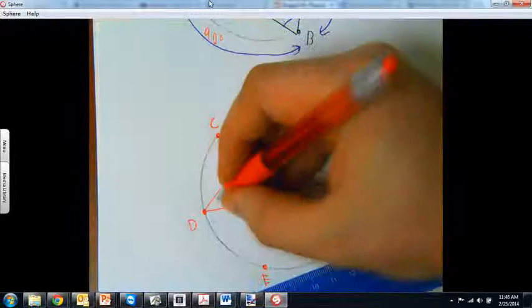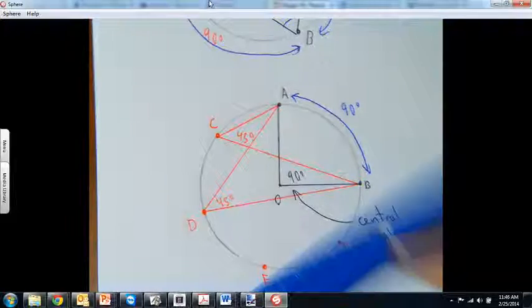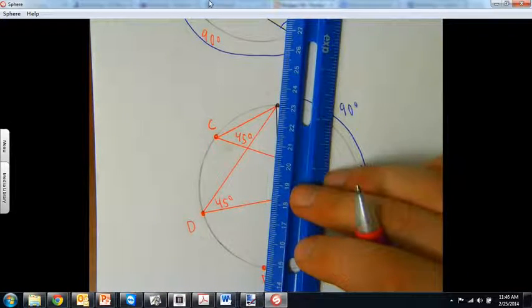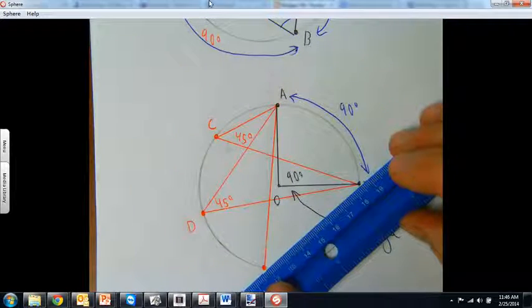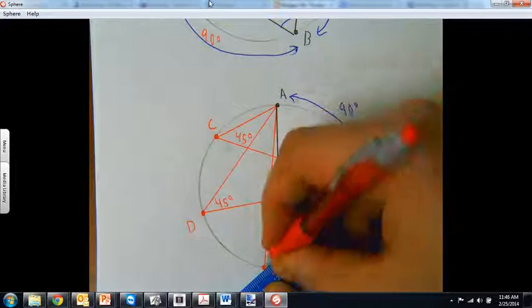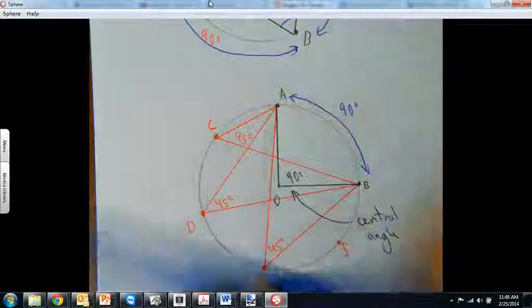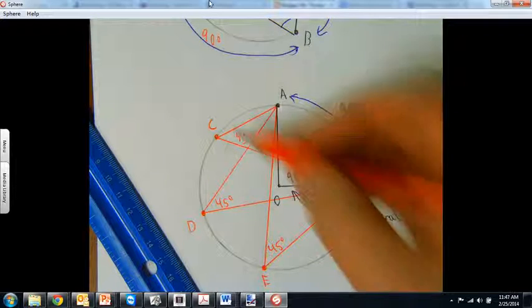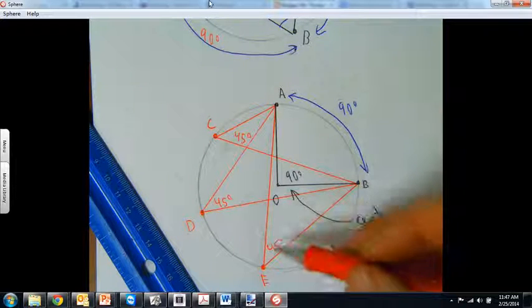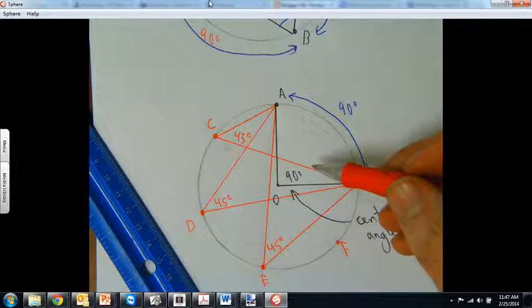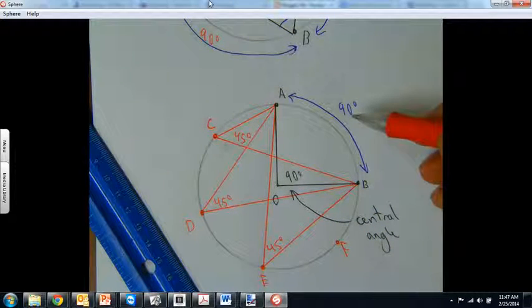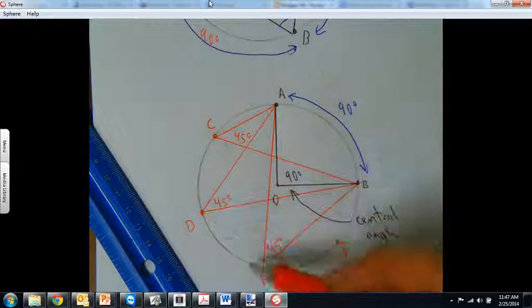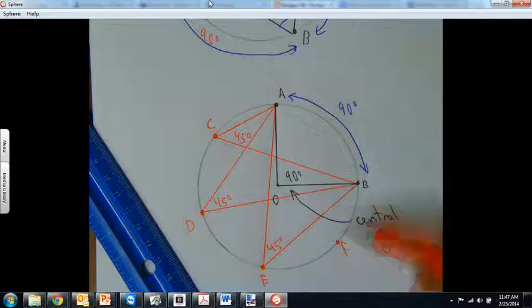Once again, half. If I try F, I get half, which is still 45 degrees, and you're getting the picture. I don't really need to do F. No matter where I draw that inscribed angle, it's going to be half of the central angle and half of the arc. Also notice that we have an infinite number of inscribed angles we can choose from, but only one central angle.